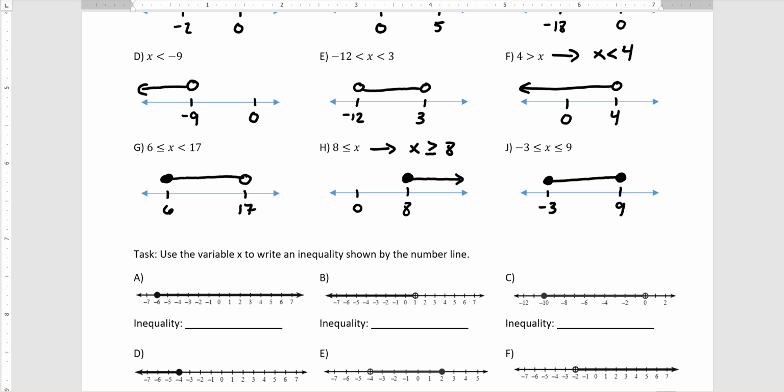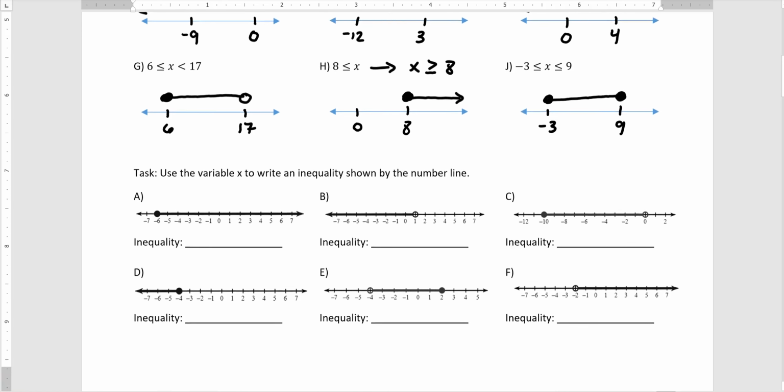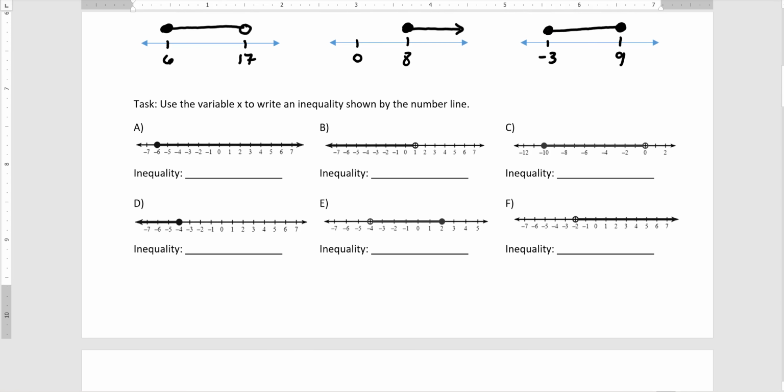Alright, so now what we're going to do, instead of being given the inequality and graphing on a number line, we're going to flip that process. If we're given the number line, can we state the inequality? So looking at letter A here, it looks like I have a closed circle at -6, and then it goes to the right. So when we do this, we're always going to put our variable first. So we'll say x, and it can really be any variable. We're just going to assume it's x.